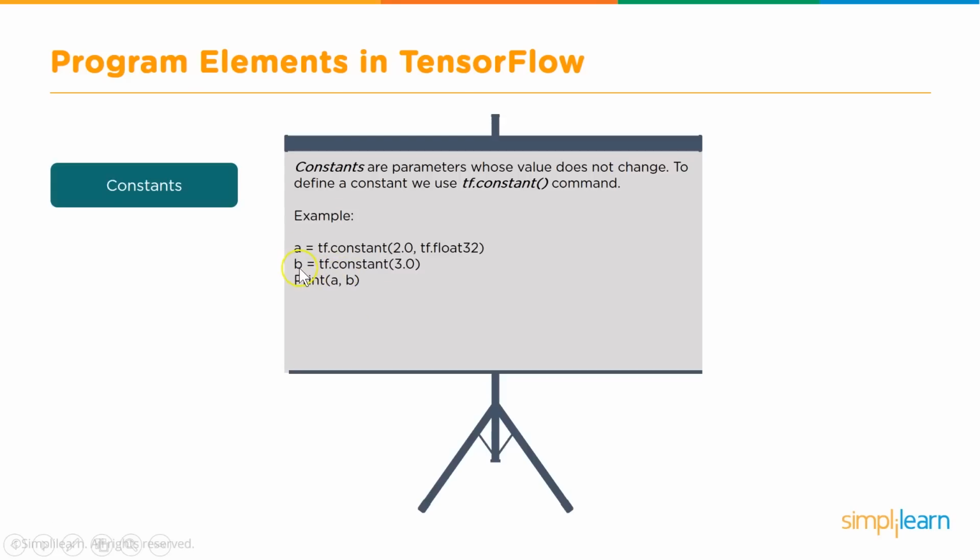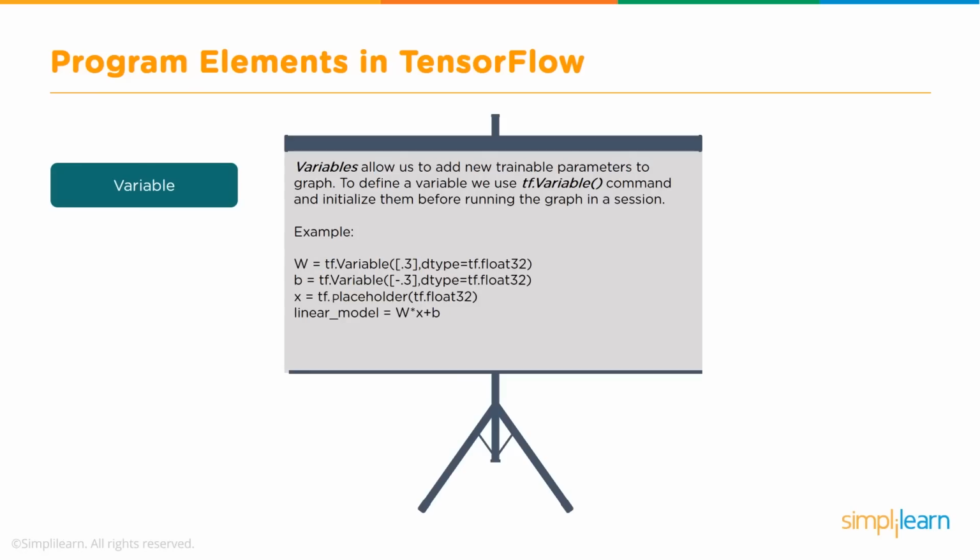So for example, if you want to change the value of b from 3 to 5 or any other number, it is not possible. So that is the meaning of constant. Alright, so then we have variables.